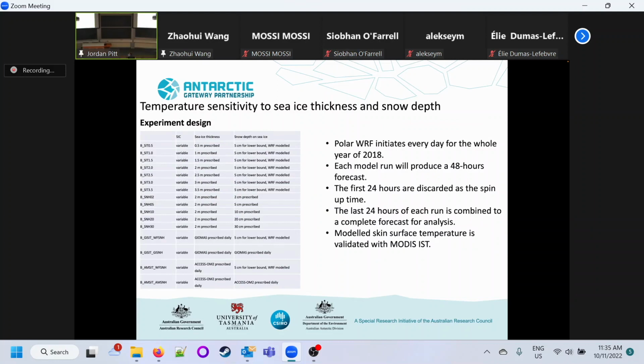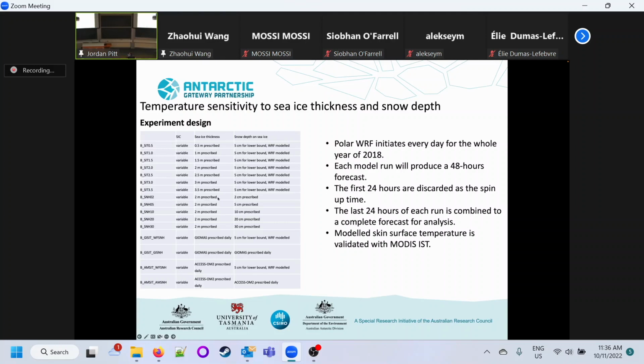So here, we set up several experiments to investigate the temperature sensitivity to the CICE thickness and snow depth. We set up a series of PolarWRF simulations with different prescribed sea ice thickness from 0.5 meter to 3.5 meter. And we also investigate the sensitivity of snow depth to the ice surface temperature.